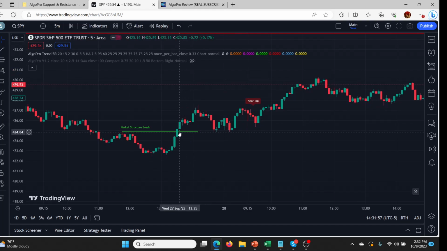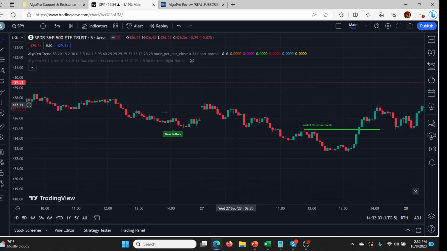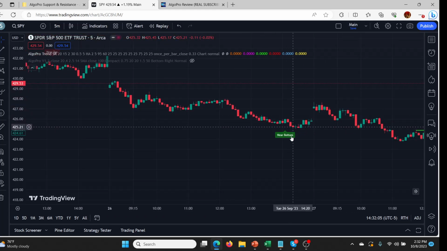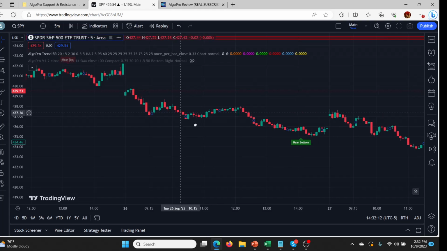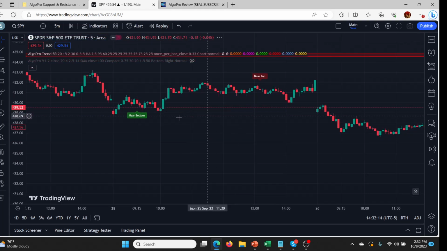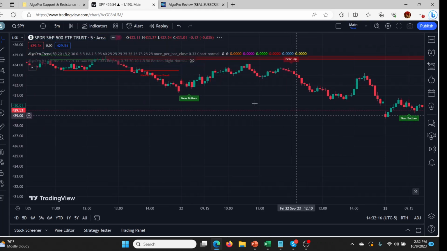So once we broke through that market structure break, that resistance line, we had this nice uptrend all the way up here. You don't always get it right, like near bottom, kind of near bottom, but it's not too clear. I wouldn't trade on just that alone. Again, it's all about adding as much as possible to these systems.